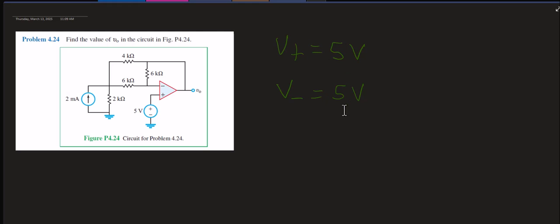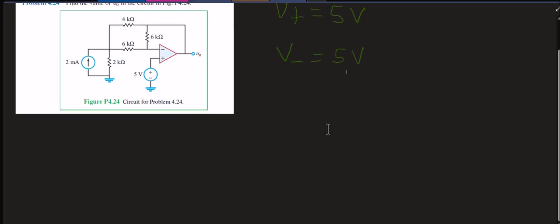I don't like current sources, and I see there's a current source in parallel with the resistor, and I am going to change that to an equivalent voltage source. The way you do that is just use Ohm's law. So 2 milliamps times 4 kiloohms is 4 volts, and then that would be in series with a 4 kiloohm resistor.